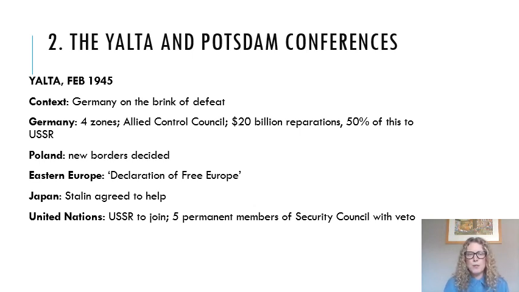There were new borders decided between Poland and the Soviets, so effectively the Soviets took some territory from Poland and then Poland took some territory from Germany. Another really significant thing that happened at Yalta was the agreement on the Declaration of Free Europe. So that was an agreement that free and fair elections would be held in the Eastern European countries which were occupied by the Red Army.